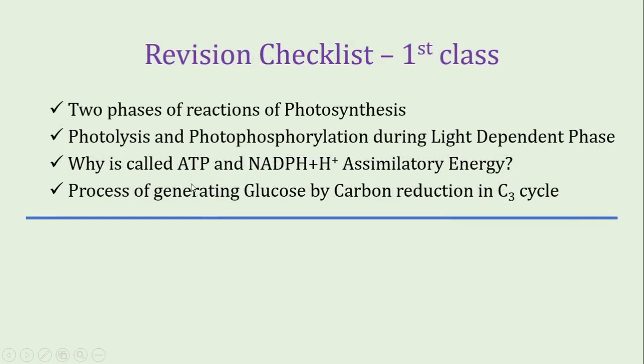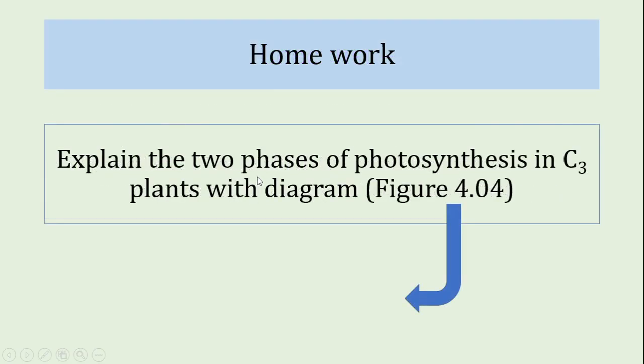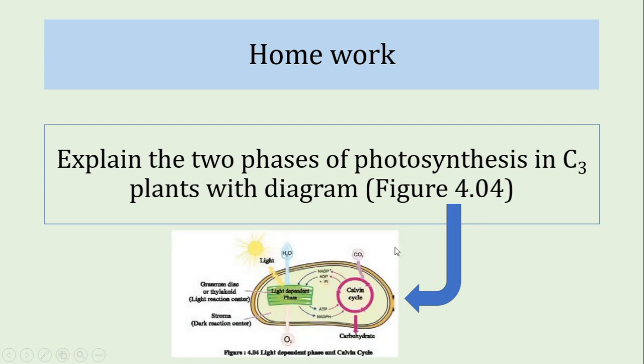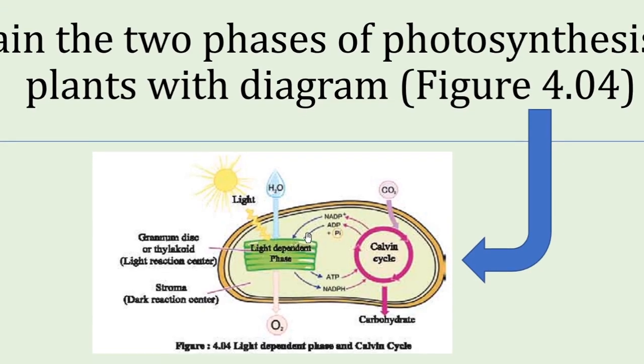We also know the process of generating glucose by the carbon reduction in C3 cycle. We know the C3 cycle in detail. At the end of today's lesson, you have a homework. Explain the 2 phases of photosynthesis in C3 plants with diagram figure 4.04. This figure is provided in your book.